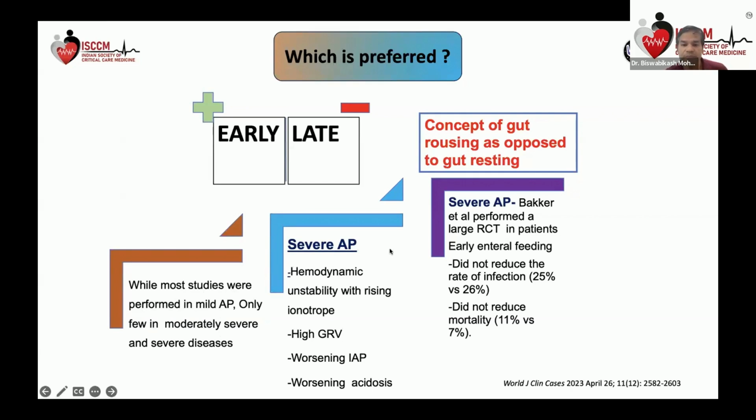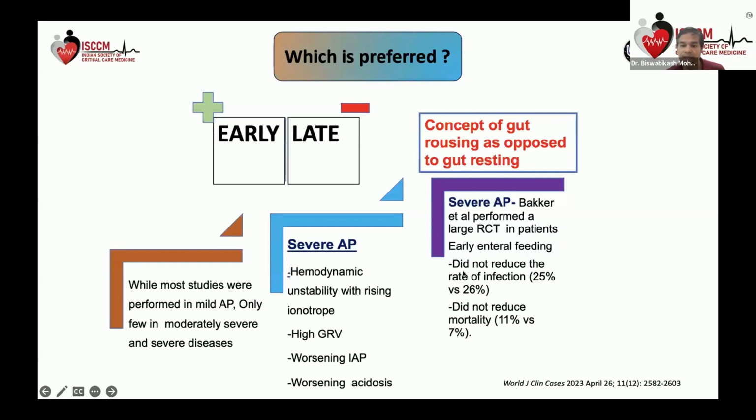In severe acute pancreatitis, most of the patients are hemodynamically unstable with rising inotrope, high gastric residual volume, worsening intra-abdominal pressure, and worsening metabolic acidosis. In that condition, starting enteral nutrition therapy may be challenging. This is a study done by Bakker et al., a large randomized controlled trial, where they found early enteral feeding, that is within 24 hours of the admission.